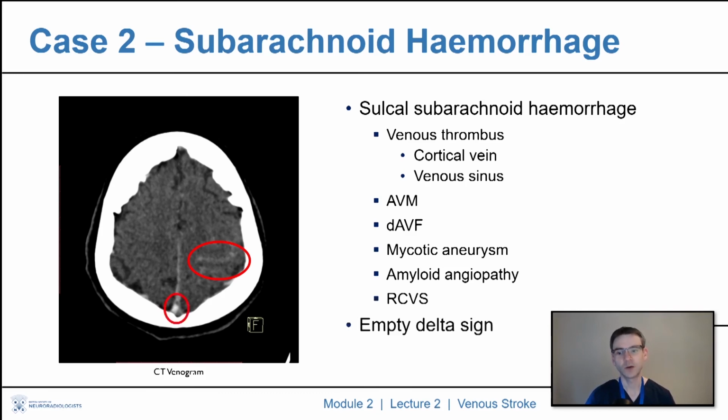In this case, we saw the classical empty delta sign. So there's a filling defect on the CT venogram in the region of the superior sagittal sinus. If there's superior sagittal sinus thrombosis, that means we have increased venous pressure, and in this case causing the sulcal subarachnoid hemorrhage.